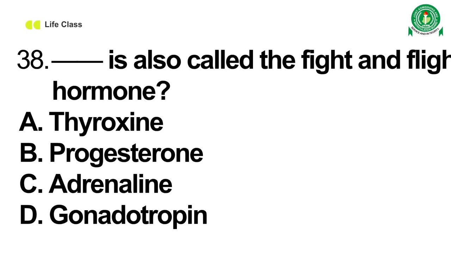Dash is also called the fight and flight hormone: A, oxytocin, B, progesterone, C, adrenaline, and D, gonadotropin. The correct answer here is adrenaline. It is found on top of the kidney. The gland that secretes the adrenaline is found on top of the kidney.